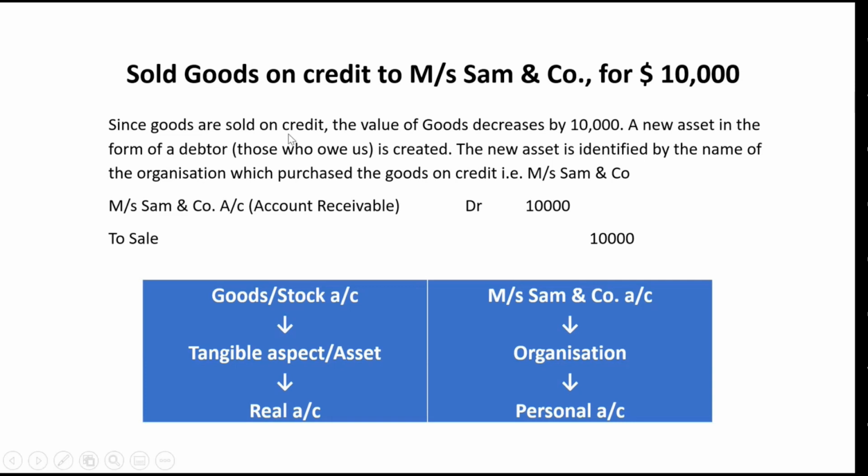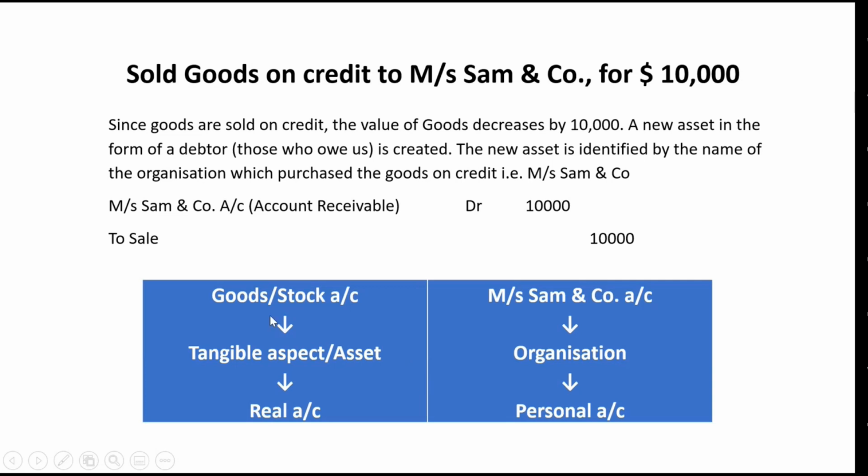Since goods are sold on credit, the value of the goods is decreased by $10,000. Yes, right. So the value, the stock has decreased. Definitely we will write to sale. A new asset in the form of a debtor who owes us is created. So in this case, Messrs. Sam and Company account is created. The new asset is identified by the name of the organization which purchased goods on credit. That is Messrs. Sam and Company. So Sam and Company is the name of the company, and we will definitely receive money from him later on.